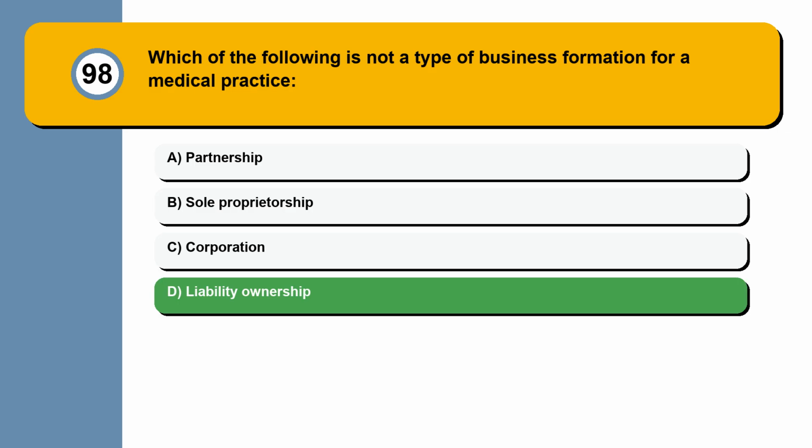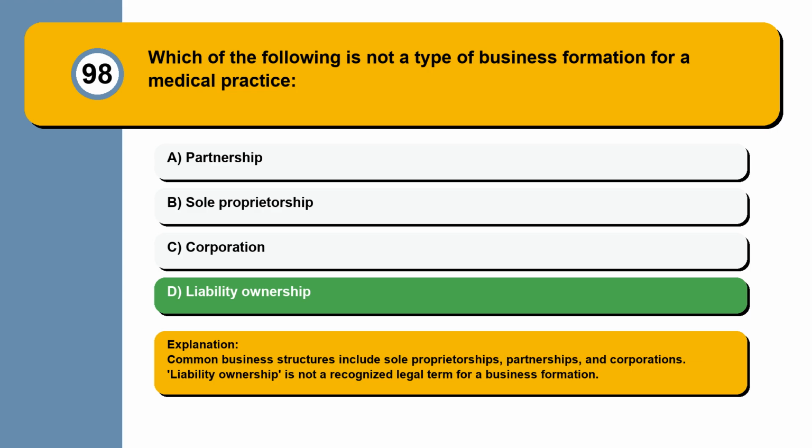Liability ownership. Explanation. Common business structures include sole proprietorships, partnerships, and corporations. Liability ownership is not a recognized legal term for a business formation.